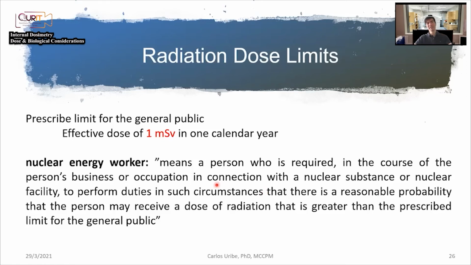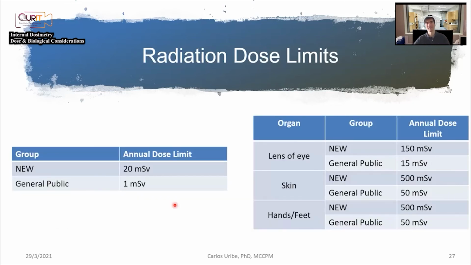So for example, I'm a NEW because I work in the nuclear medicine department in the clinic, because I will deal with radiation. There is a probability that I can reasonably get a higher exposure than 1 millisievert. So that's why I've been qualified as a NEW. And this is the last slide that I'm going to have for today, but these are basically the dose limits. NEWs, nuclear energy workers, shouldn't get exposed to more than 20 millisieverts per year. And the general public should not get exposed to more than 1 millisievert.